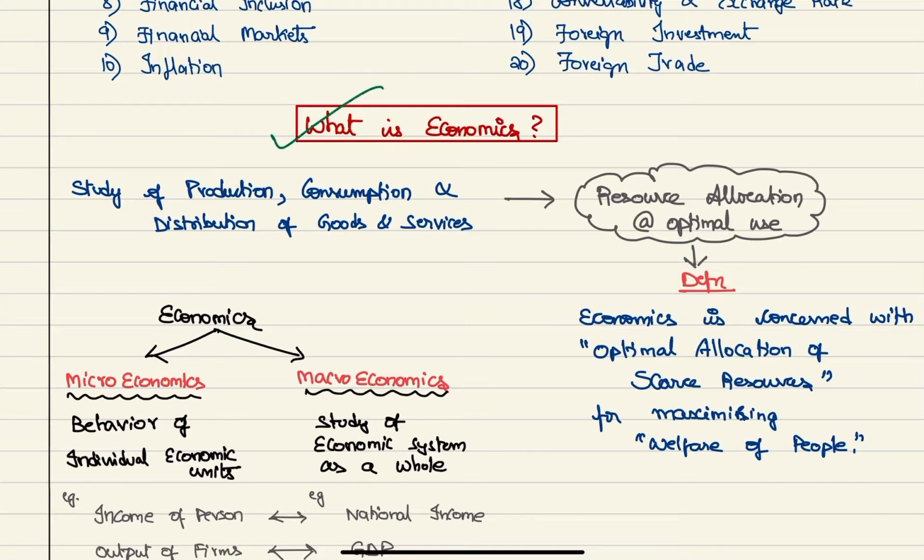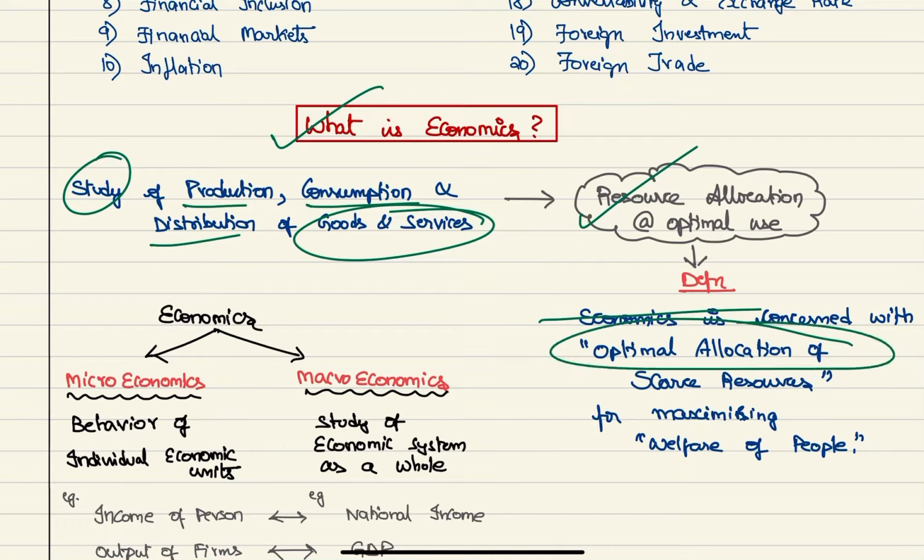So let's see what is economics. It is the study of production, consumption, and distribution of goods and services. So it is about optimal resource allocation. Economics is concerned with optimal allocation of scarce resources for maximizing welfare of the people.